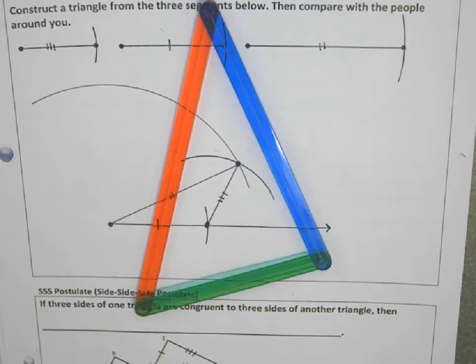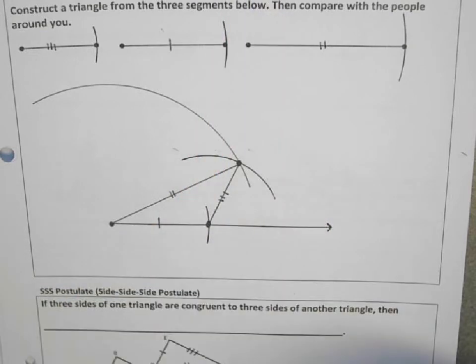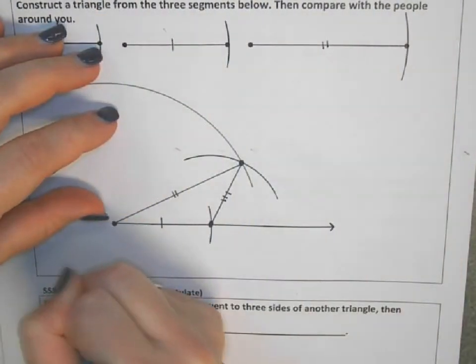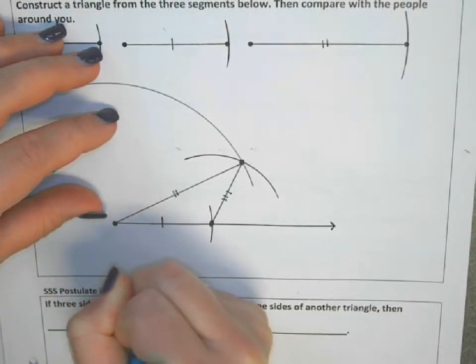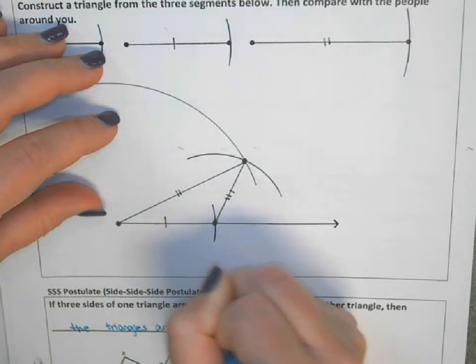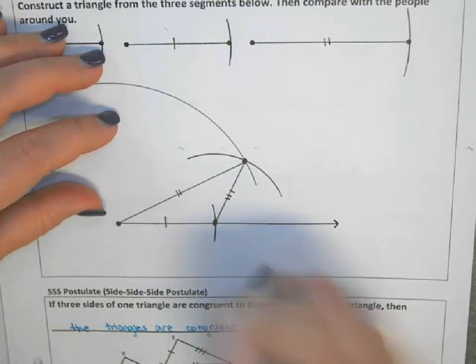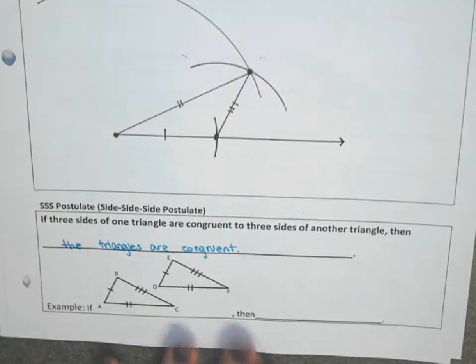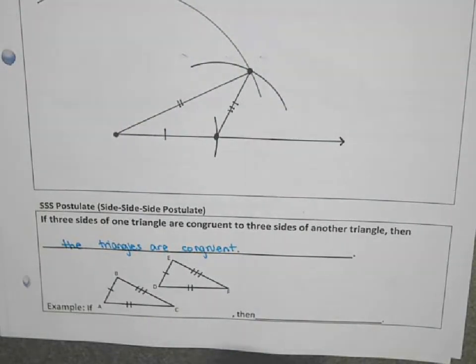Okay, so if you have three sides of one triangle congruent to three sides of another triangle, then the two triangles must be congruent. That's what that theorem or postulate says. The side-side-side postulate says that if three sides of one triangle are congruent to three sides of another triangle.